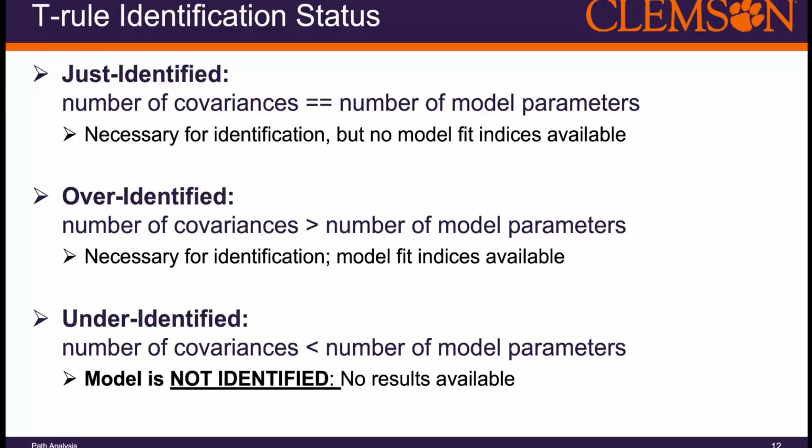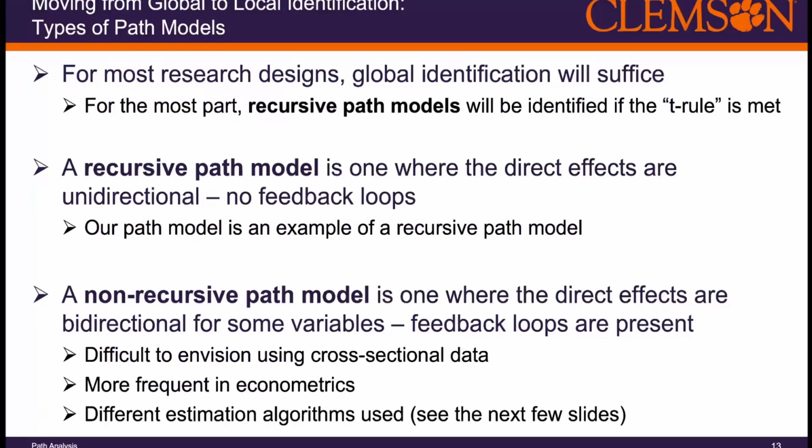Finally, if the number of covariances in our saturated model is less than the number of model parameters, the model is not identified. We can't get results. It won't estimate. Lavaan won't do it. So those are the three statuses of path model identification, but that's the global identification.